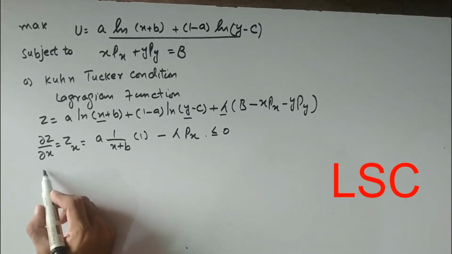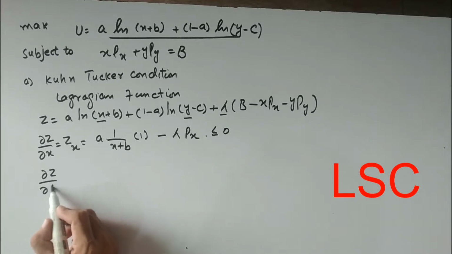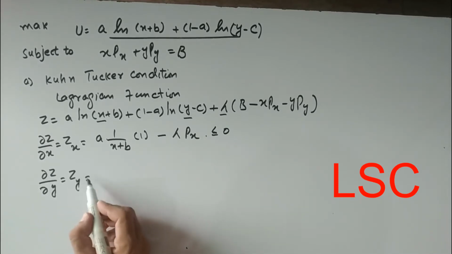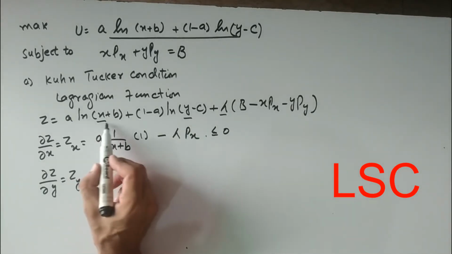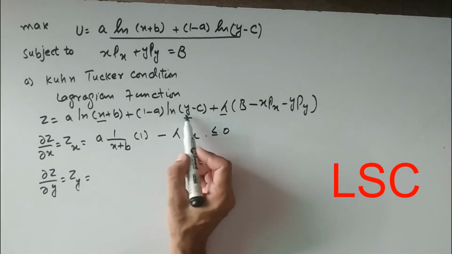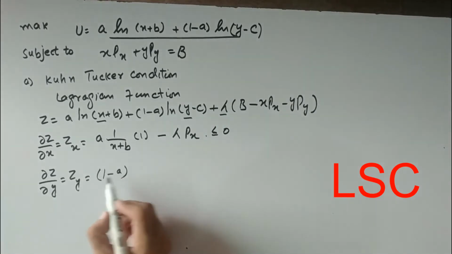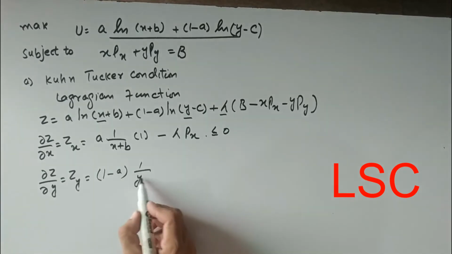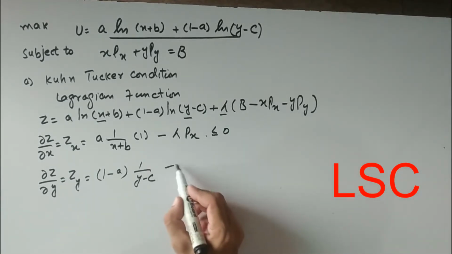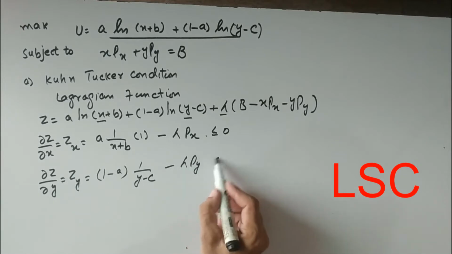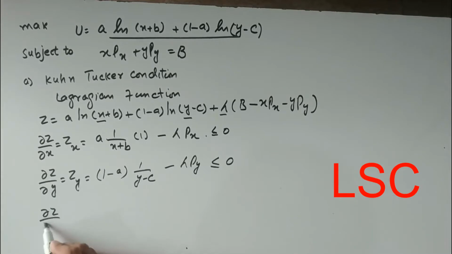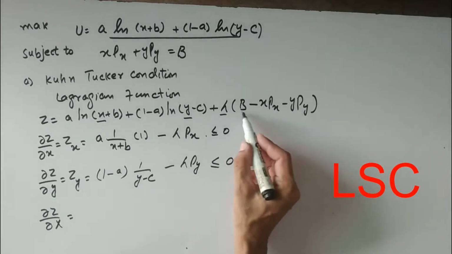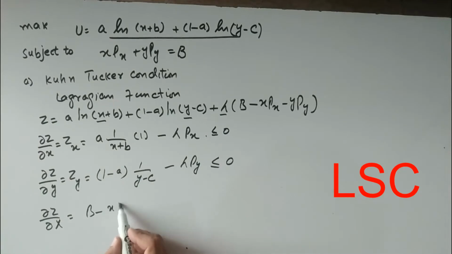Now we take the partial derivative, partial z over partial y, that is zy. Now we have to take it with respect to y. So there will be no x from this term. So we can write it as (1 minus a) into 1 upon (y minus c), and here minus lambda into py, less than or equal to 0. And lastly, partial z over partial lambda. So we can write b minus x px minus y py, which is greater than or equal to 0.